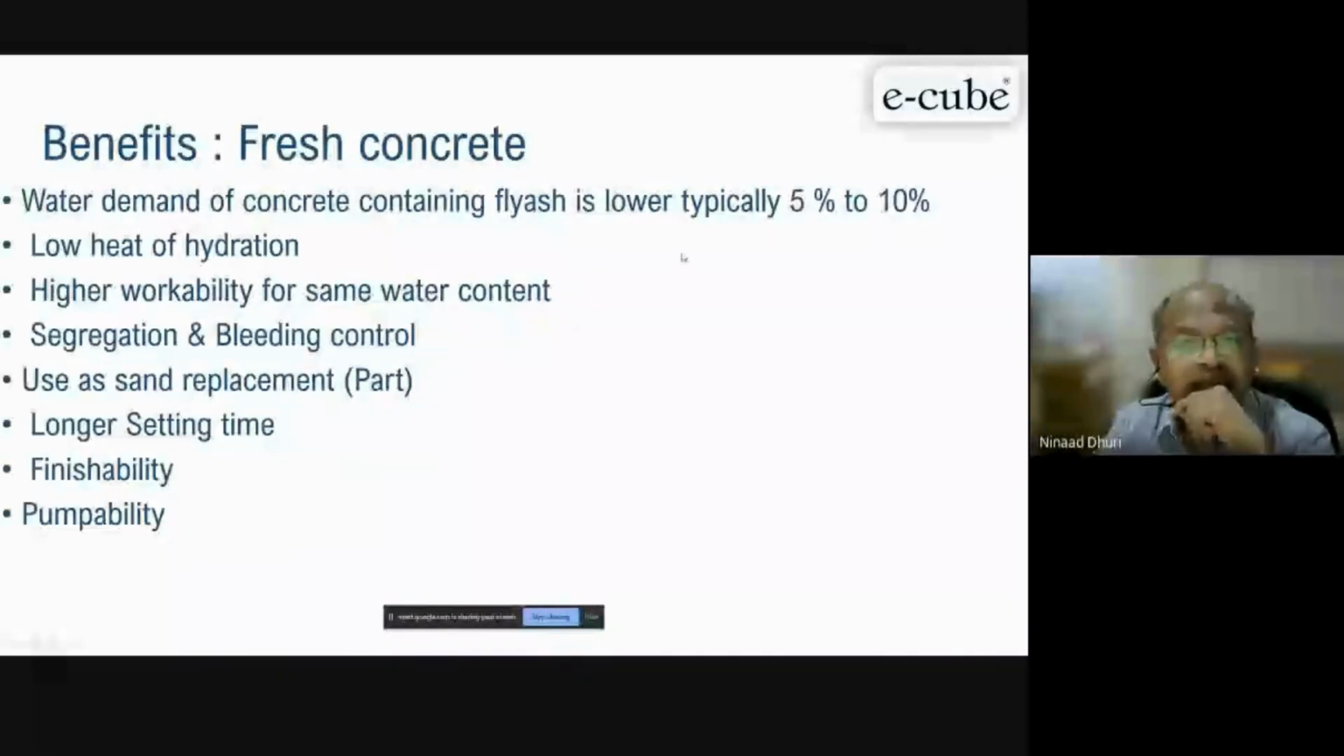This is discussed. Now, what are the benefits in your fresh concrete? As I said, your water demand is typically lower by 5 to 10%, depending on the particle size distribution of the particular fly ash. So definitely there is a benefit. For the same workability, I need less water. So with the same workability, I may get more strength because the water cement ratio is lower.